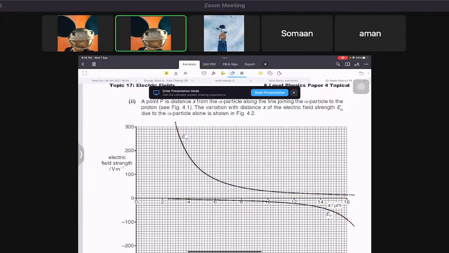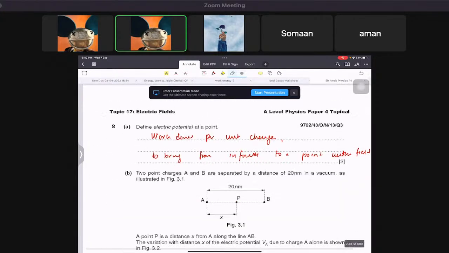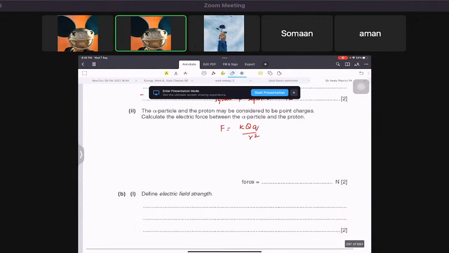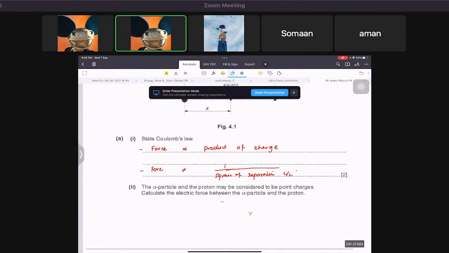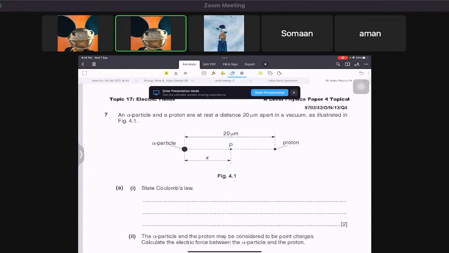So when you complete the worksheet, you will find a lot of these questions, and it'll feel pretty easy. So for question number 7 here, let's look at it. It says an alpha particle and proton are at rest at a distance of 20 micrometers apart in vacuum.